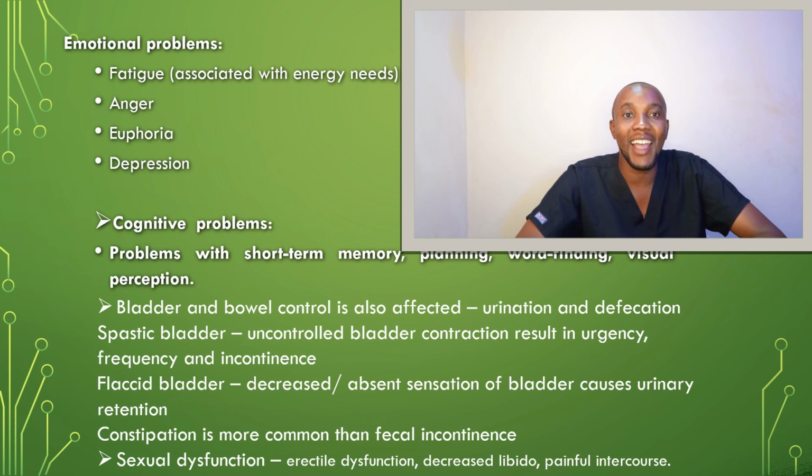Spastic bladder. It's uncontrolled bladder contraction, which results in urgency, frequency, and incontinence. A patient can also present with flaccid bladder when it comes to bladder and bowel control, which is also affected.